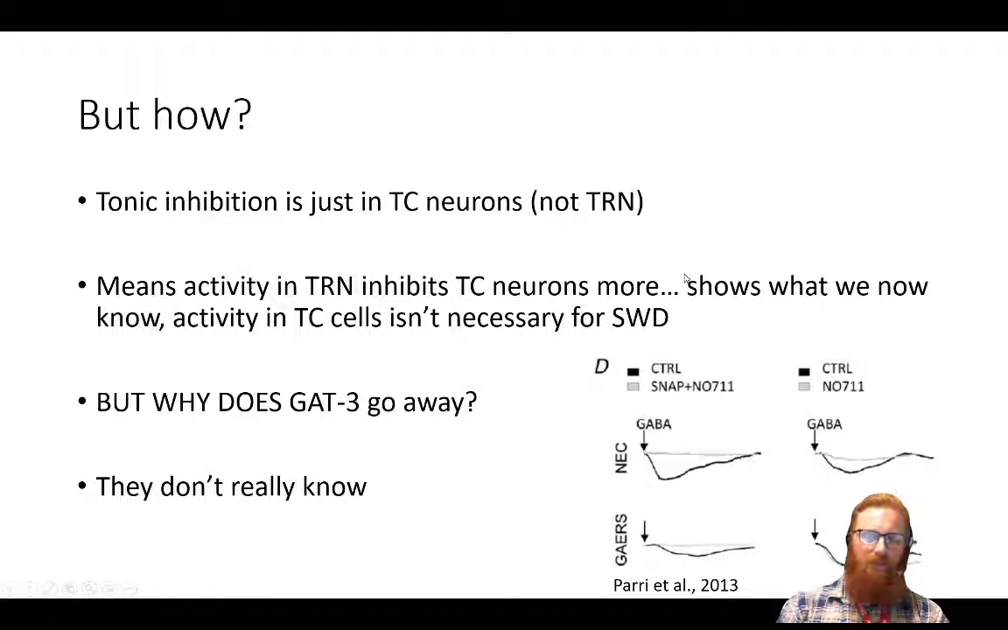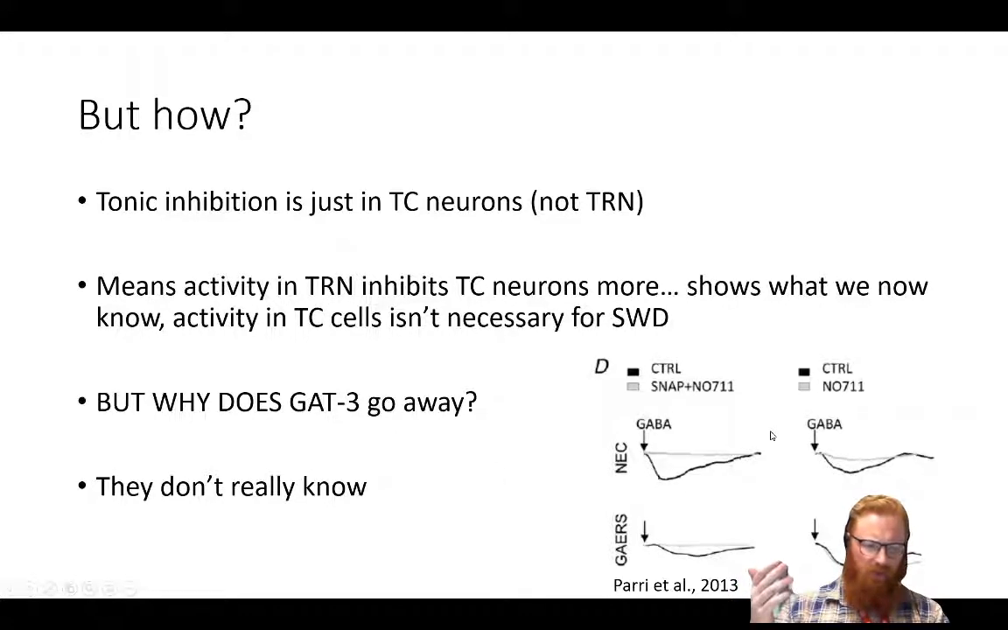What they didn't show is how, right? How does the change in the tonic current come about? Like why does GAT1, I say GAT3 there, but why does GAT1 go away? And they don't really know, right?